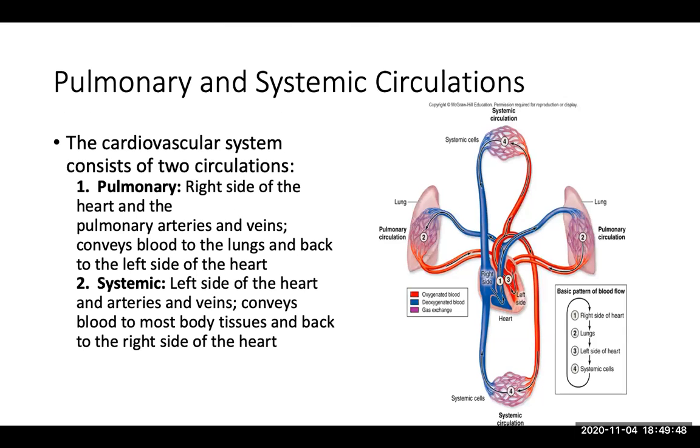So here's a look at the circulation circuits. We have two cardiovascular circulations. The pulmonary circulation includes the right side of the heart and the pulmonary arteries and veins. So this includes the blood going to the lungs, picking up oxygen and returning to the heart. The systemic circuit includes the pump on the left side of the heart and all the arteries and veins, which will convey blood and oxygen to most of the body tissues before coming back to the right side of the heart. So here's the basic pattern of blood flow: the right side of the heart to the lungs to pick up oxygen, back to the left side of the heart, and then out to your body's systems and tissue cells.